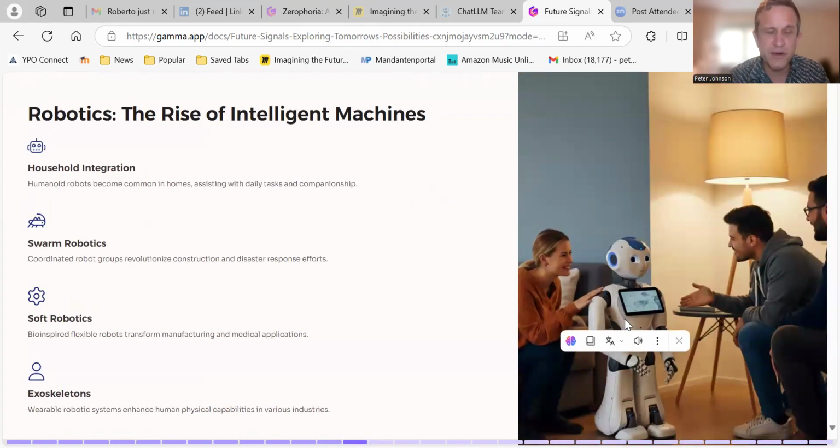Intelligent machines, what if there's household integration? What if there's swarm robotics, like coordinating groups of robots doing something together? What if we have exoskeletons? Like if I want to be stronger, if I snap robot muscles to the outside of my arms to make me able to lift things. There's researchers doing some of these things. That's why I put them into the examples here.